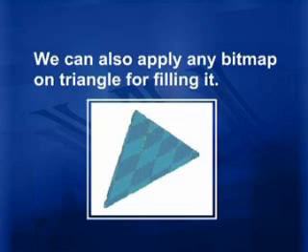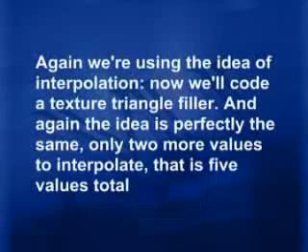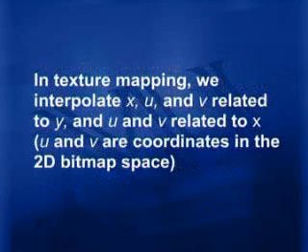Now there are certain issues that we would be requiring to talk about. Now we are using the idea of interpolation. Now we'll code a texture triangle filler, and again the idea is perfectly the same. Only two more values to interpolate, and that is 5 values in all. In texture mapping, we interpolate x and u and v related to y, and u and v related to x, where u and v are actually the coordinates in the 2D bitmap space.